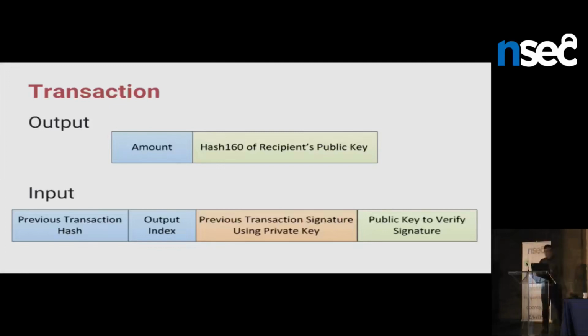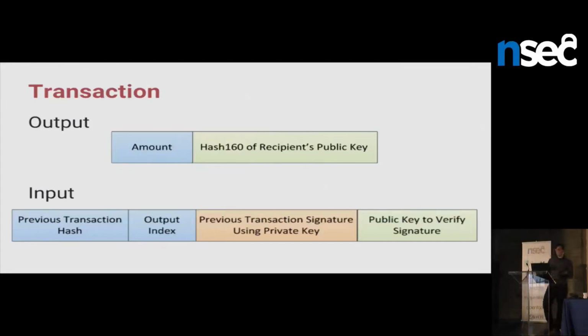I take his public key, hash it, and put 3 Bitcoin next to the hash of Laurent's public key. When Laurent wants to spend the money he received from me, he takes the transaction hash and says he received money from me in this output. He signs the previous transaction with his private key and puts his public key next to it, for the network to verify the signature.